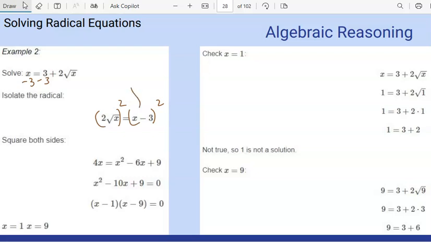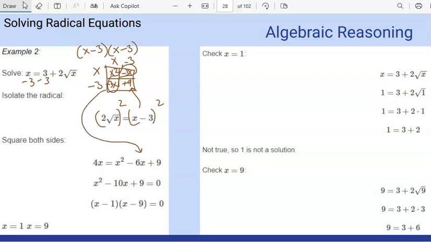Now for this one, we have x minus 3 and x minus 3. We have it twice, so you want to multiply that out. x squared minus 3x, and then plus 9. If you add these two together, you get minus 6x. From there, subtract the 4x from each side, and then you get x squared minus 10x plus 9 equals 0.